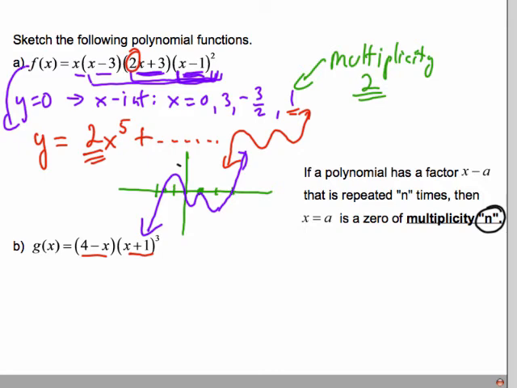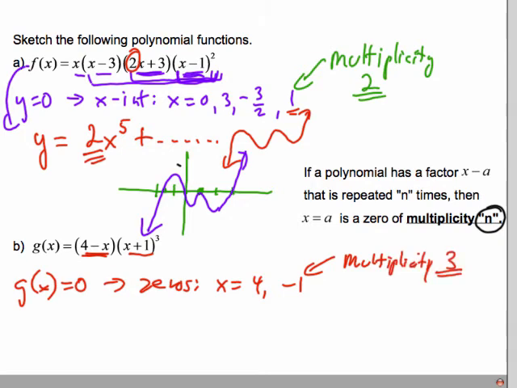So if I'm going to graph this function, first of all, I can see that if g of x is 0, I'm going to have zeros, x-intercepts, of 4 and negative 1, and negative 1 will be a zero of multiplicity 3. The other thing, before I look at how a multiplicity 3 works, is that if I multiplied this entire thing out, I would get a 4th degree polynomial with a negative leading coefficient.